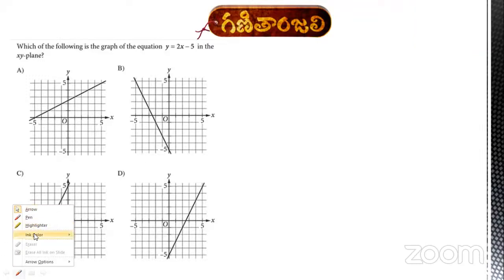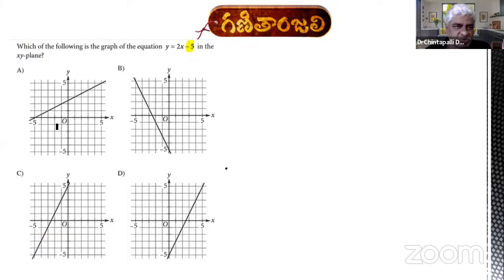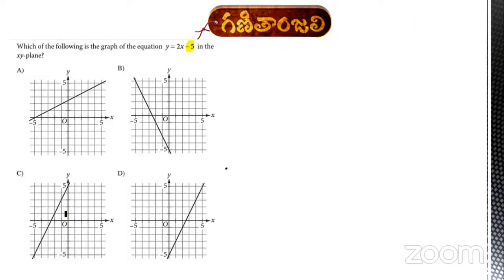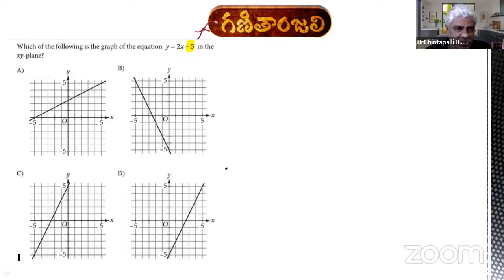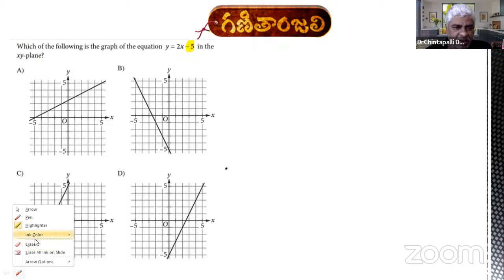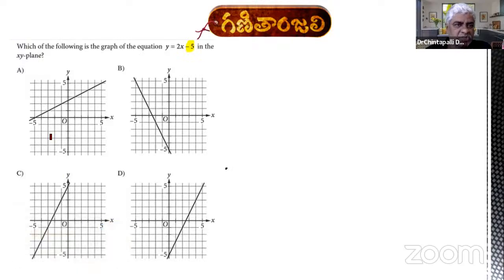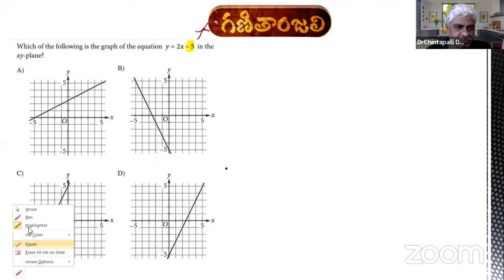So it's either option B or option D. The y-intercept is -5, so it's either option B or D. So clearly option A and option C are ruled out.